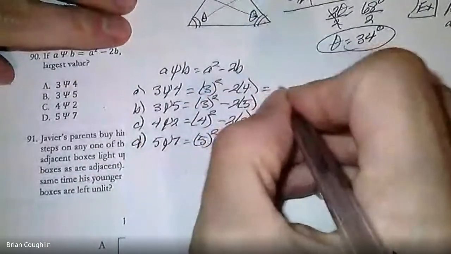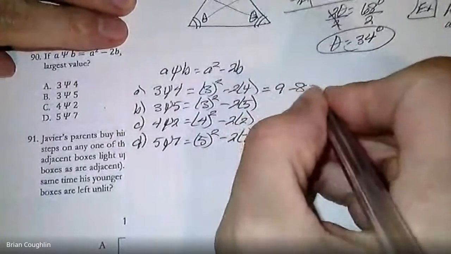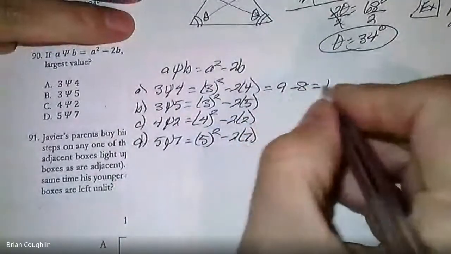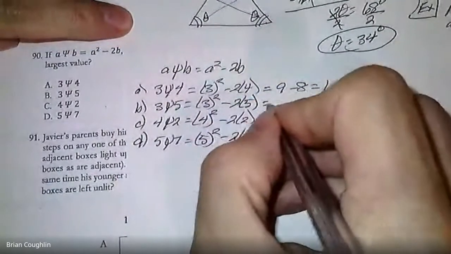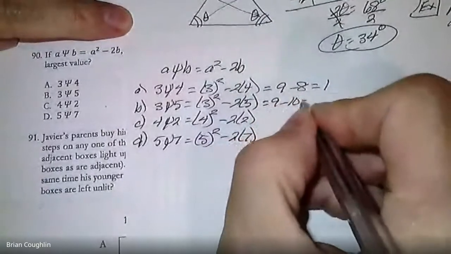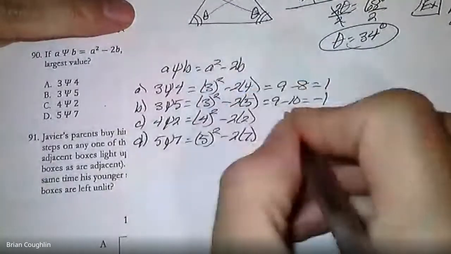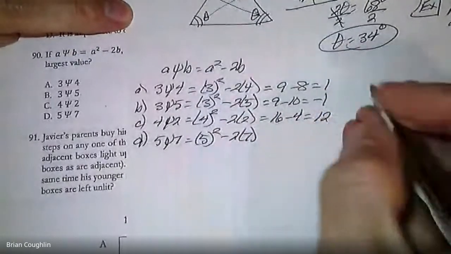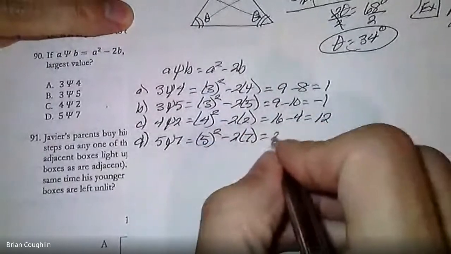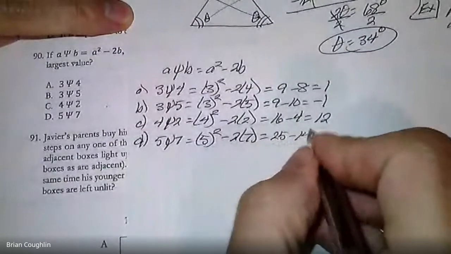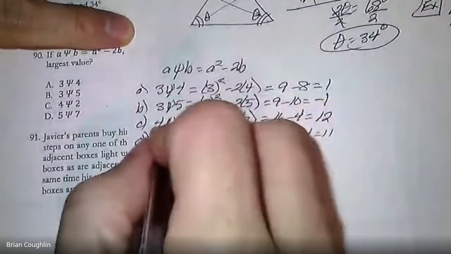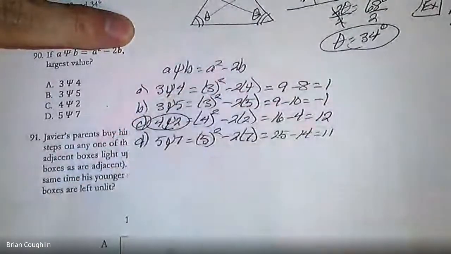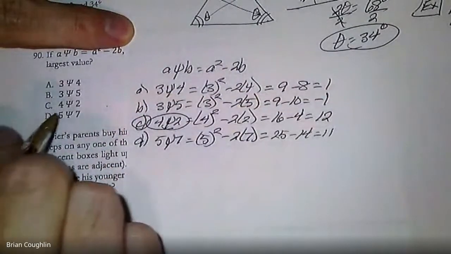So this is going to be 9 minus 8, which is 1. That's definitely, I kind of doubt that's the largest value. This is 9 minus 10, which is negative 1. That's even worse. This is 16 minus 4, which is 12. That's the best so far. This is 25 minus 14, which is 11. So it turns out the one that actually gave us the best choice was C, 4 psi 2.